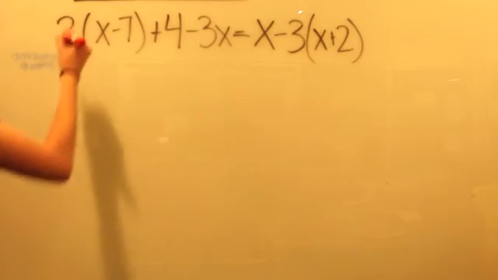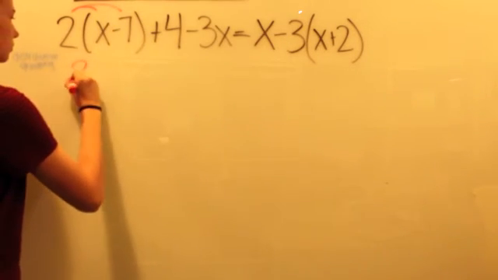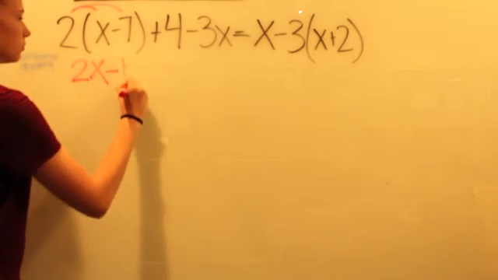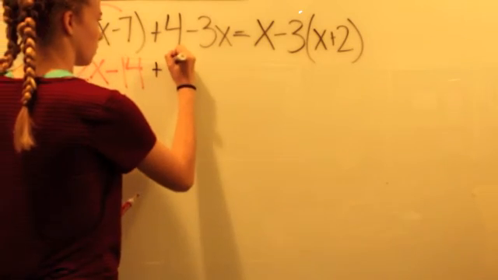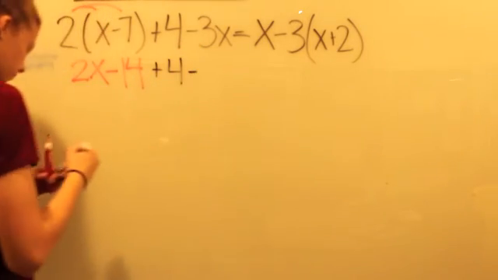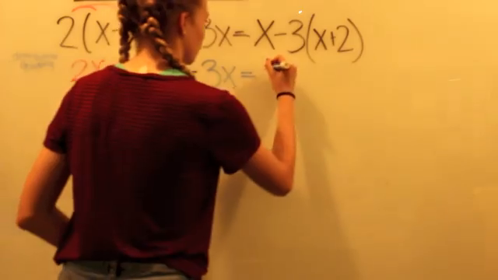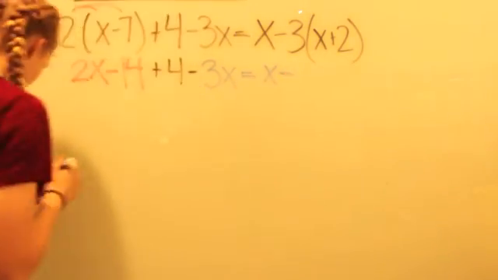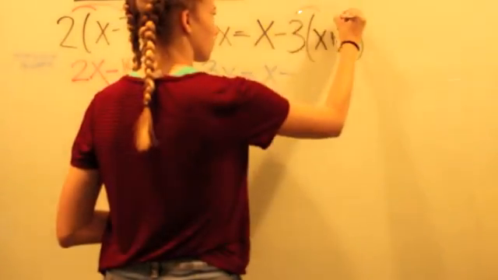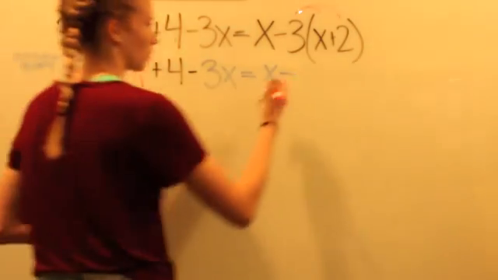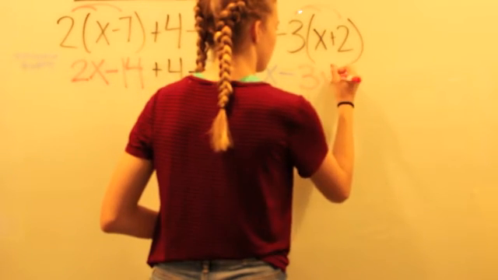This equation is an example of everything we have learned so far. So we're going to start by distributing the 2x minus 7. This will give us 2x minus 14. Then we'll bring down the plus 4 minus 3x. Now we are going to bring down the x, but we have to still do a little bit of distributing. We're now going to distribute the 3 times x plus 2. This will give us 3x plus 6.